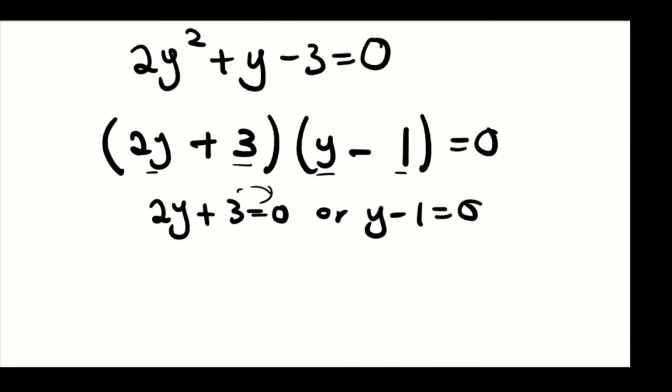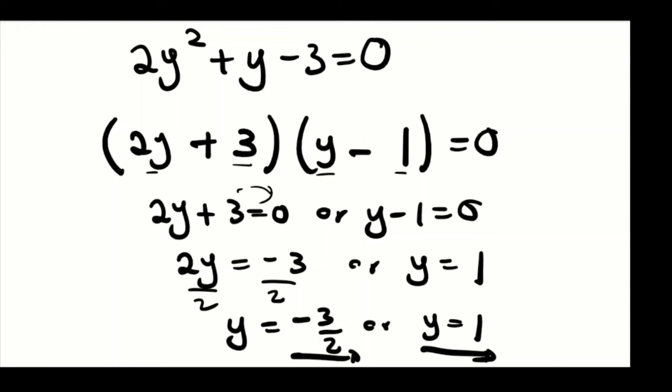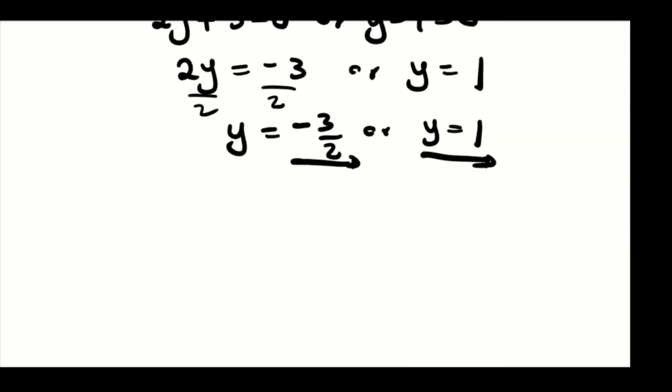So we're going to transpose this 3 to the other side. We have 2y being equal to minus 3, or y being equal to 1. So we're going to divide by 2 here. So we have y being equal to minus 3 over 2, or y being equal to 1, right? So we have our solutions of y. Now we need to identify the solutions of x. Remember that x is our third equation, which is equal to 3 minus y, right?